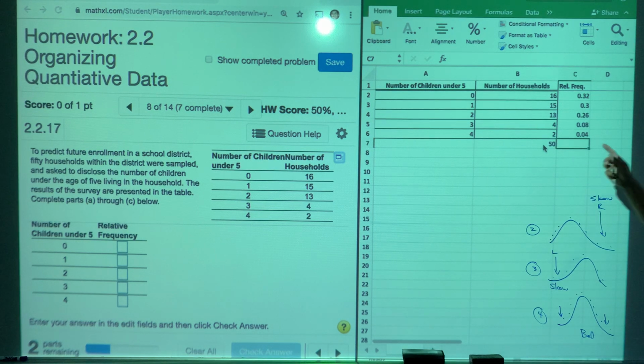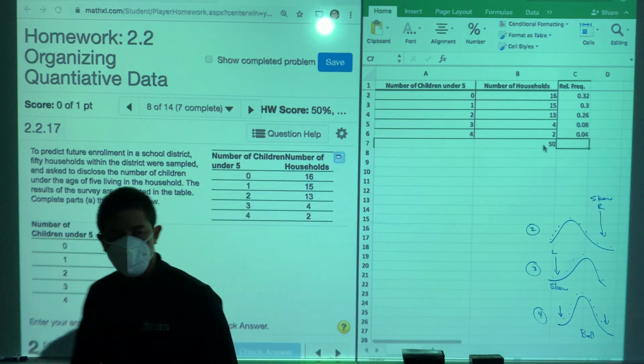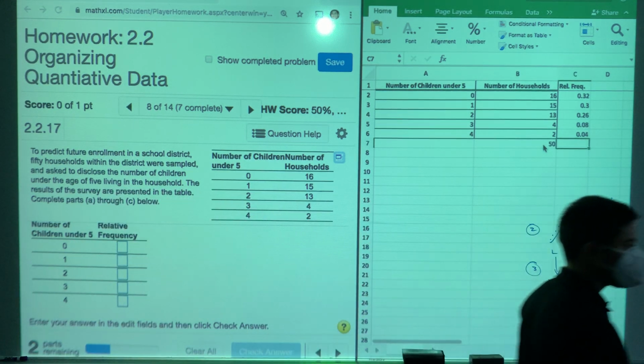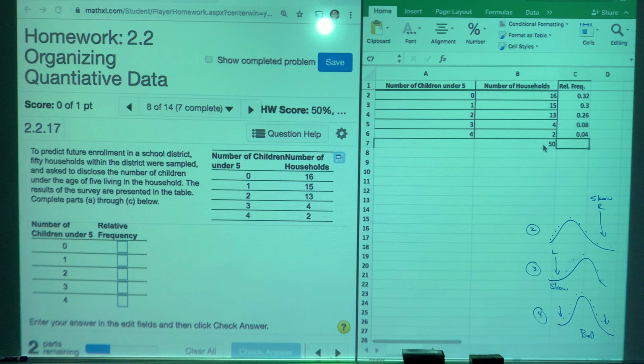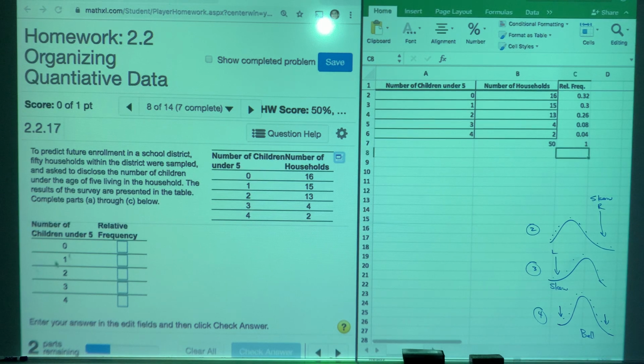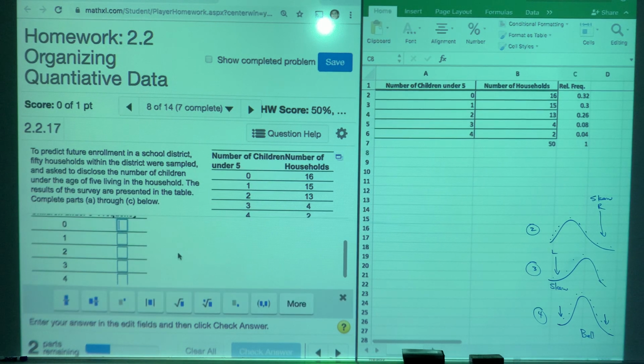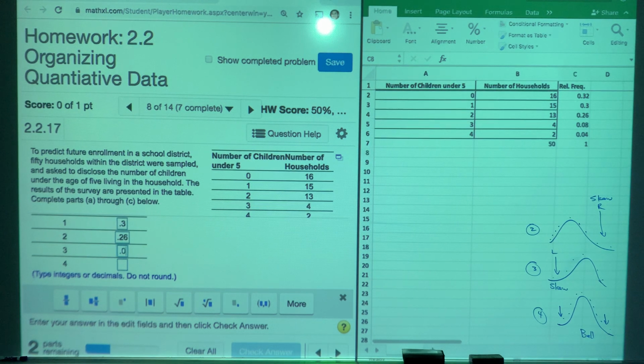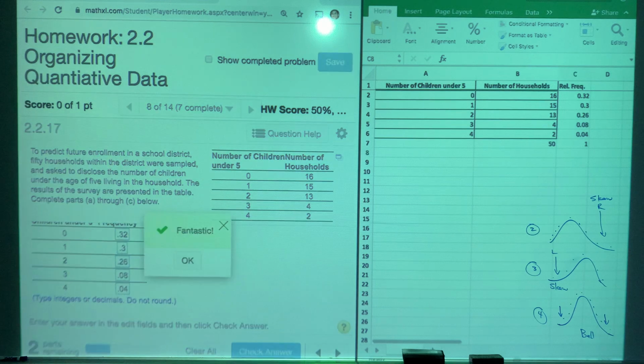Is there a way to check my work before I go put this in? What can I do to check my work? Make sure they equal 1. Exactly. Make sure they equal 1. So I'm going to check the sum of my relative frequencies. If the sum of my relative frequencies is 1, I probably did a good job, right? And it is. So now I know with high likelihood that I did a good job with my relative frequency entry and calculations, and I did.